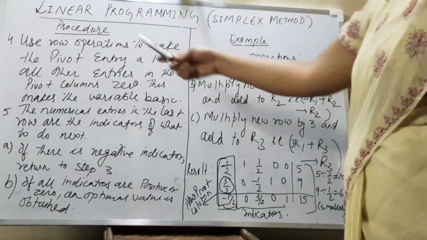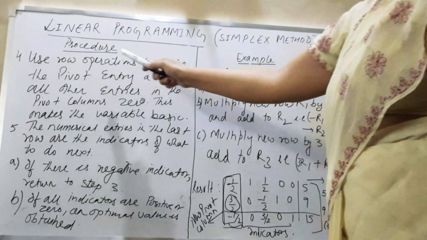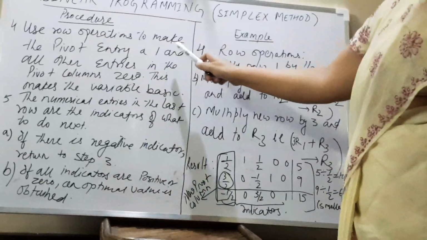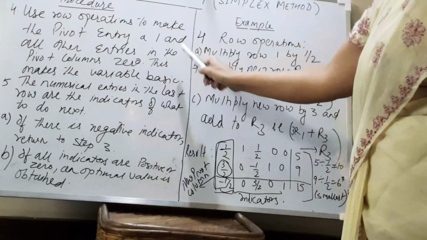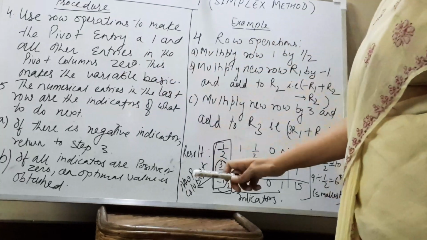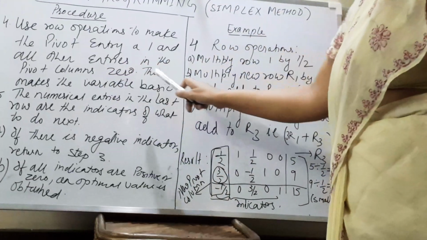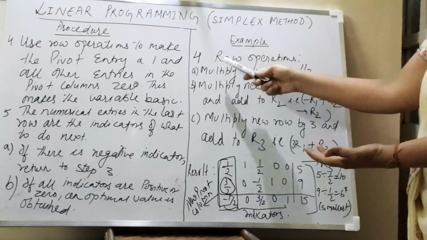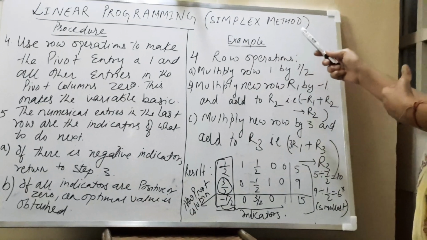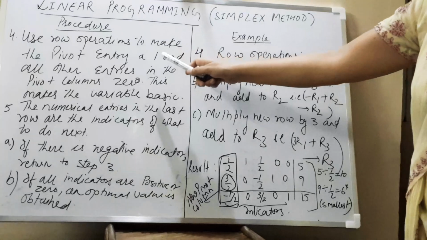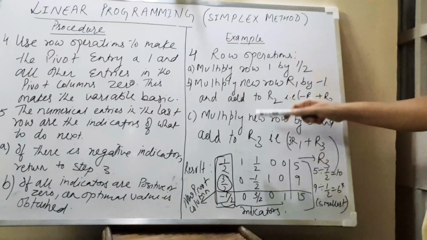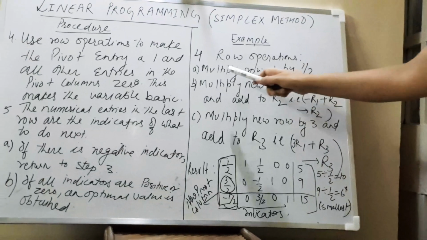Next step, we have to use row operations to make the pivot entry a 1 and all other entries in the pivot column 0. This makes the variable basic. So we have to use row operations for making the pivot entry 1 and all other entries in the pivot column 0. So we are doing these row operations.